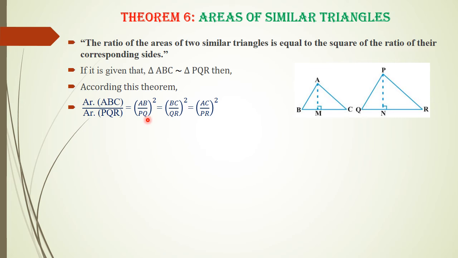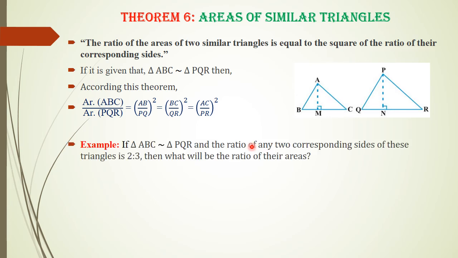It may be AB and PQ, it may be BC and QR, it may be AC and PR. This is going to be a very important result. Using this we can solve many problems. Now this theorem is very important for proof, like for 3 or 4 marks that has been given in your textbook. Here we are not going to discuss a proof of this theorem. We are just going to discuss some important points related to this theorem.